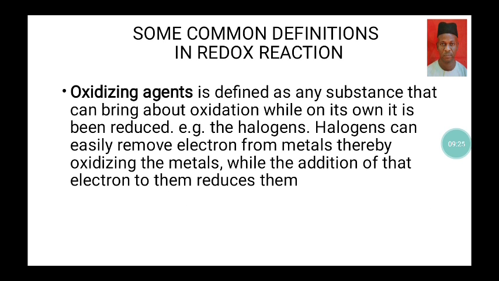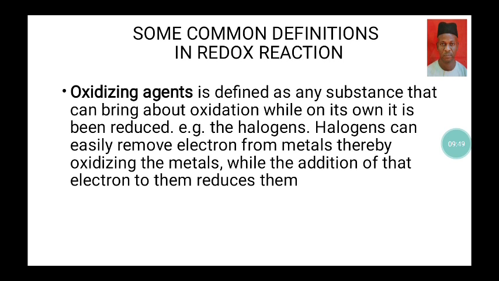Let us look at some common definitions we encounter in most redox reactions. We talk about the oxidizing agent. What is an oxidizing agent? An oxidizing agent is defined as any substance that can bring about oxidation while on its own it is being reduced. It brings about oxidation somewhere, and in its own case, it's being reduced.